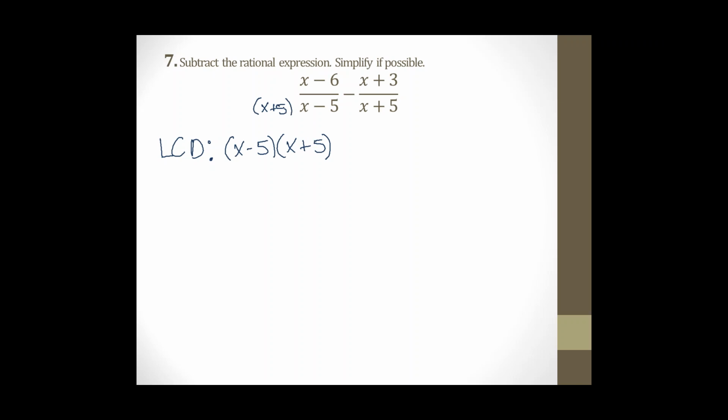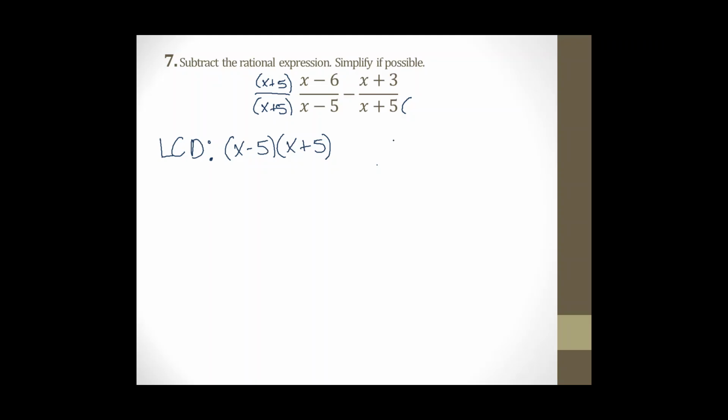But if you multiply the bottom by x plus 5, you have to multiply the top by x plus 5. And the second denominator is x plus 5. It needs an x minus 5. So we're going to multiply it by... oh, okay. Sorry about that. So I need an x minus 5 for this denominator, but again, I can't multiply the bottom by this and not the top, so I need to keep it equivalent. Okay, so now let's work with the top now.